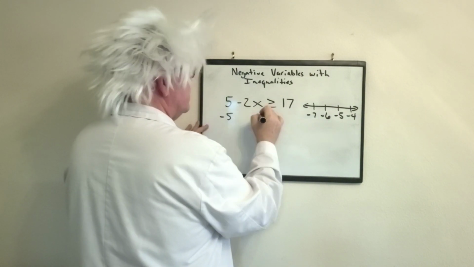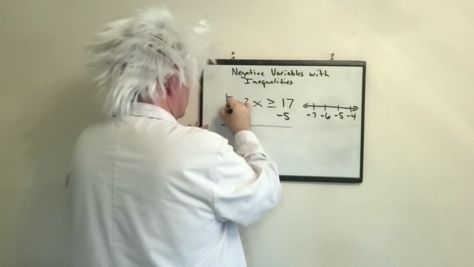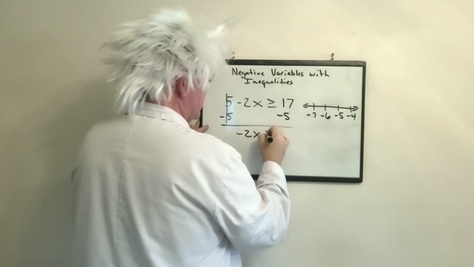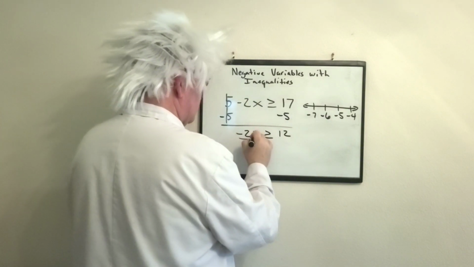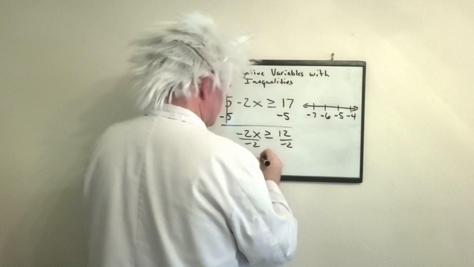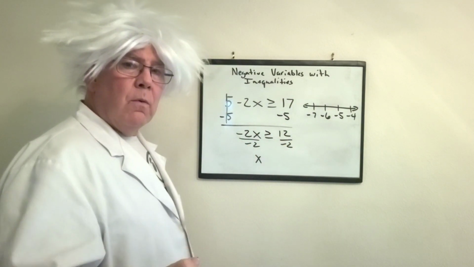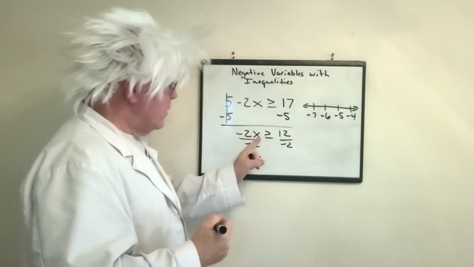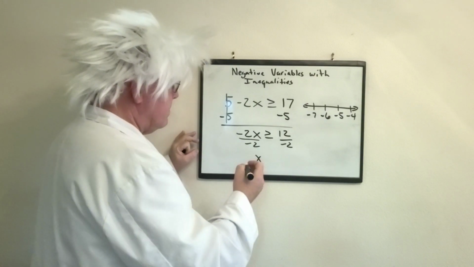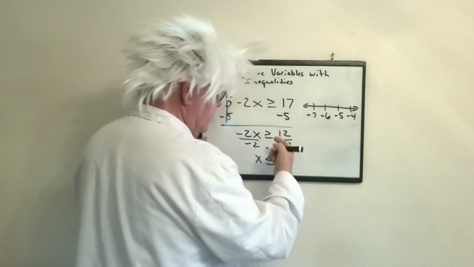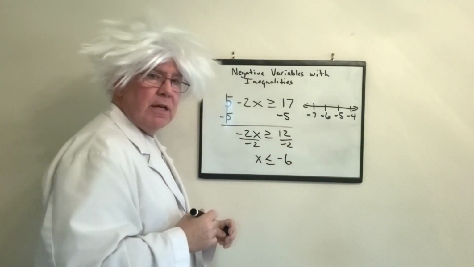So I'm going to subtract 5 from both sides. That gives me negative 2x greater than or equal to 12. The next thing I'm going to do is divide both sides by negative 2. Now here comes what I call a special case. When we are either multiplying or dividing our variable, we must switch the inequality. So 12 divided by negative 2 is negative 6.